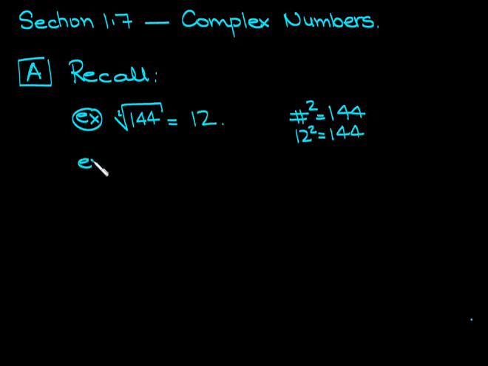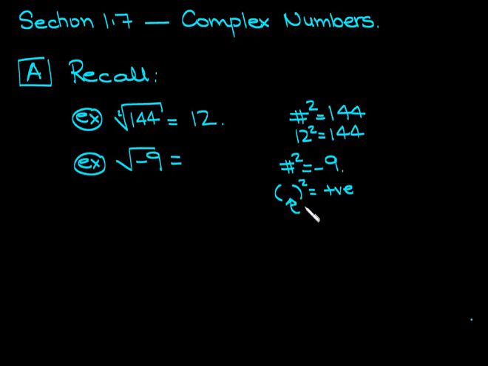If we had another example, let's say we wanted to find the square root of minus 9. What did we want to do? We wanted to find a number whose square is negative 9. If you think about it, if I take any number and square it, we always end up with a positive number. So there's no way I can take a number and square it and get a negative number. There's no real number that works that way.